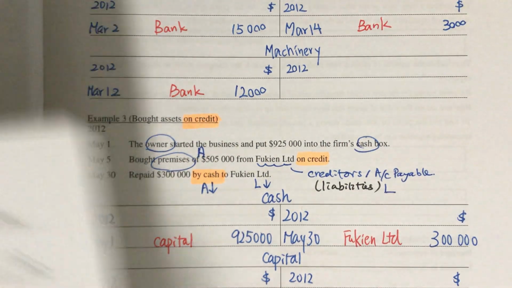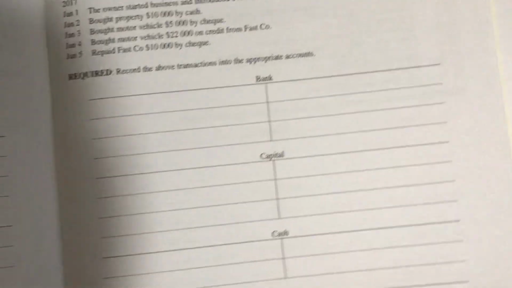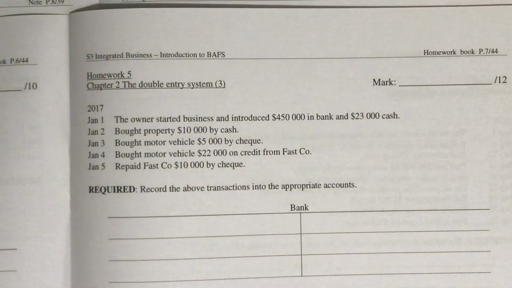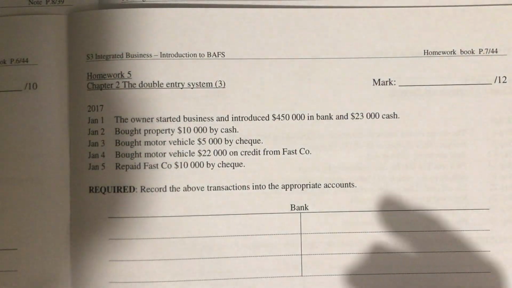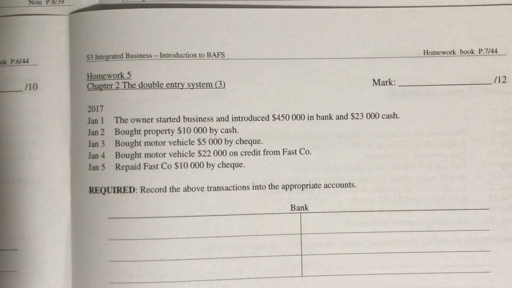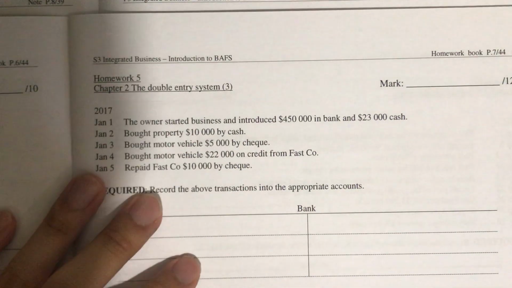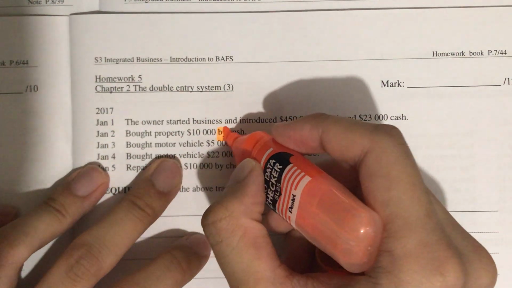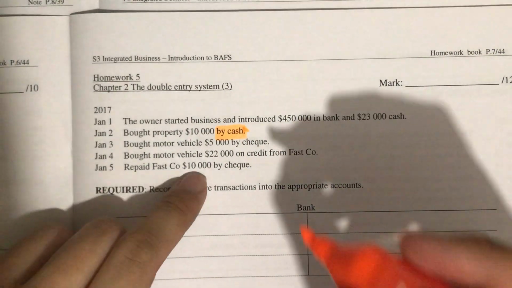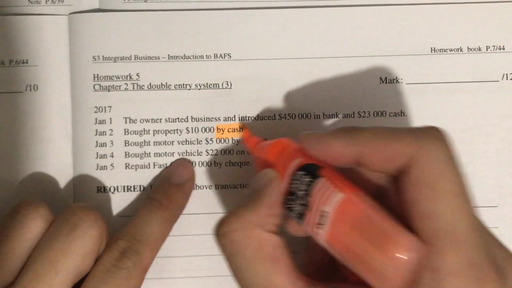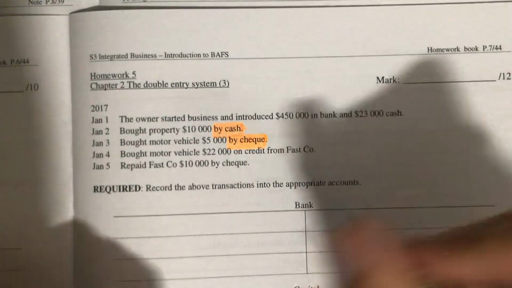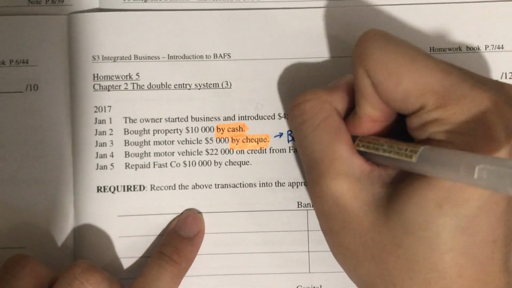So for today, you need to hand in your homework 5 before Monday. Okay, and you will see it is very similar to the homework question. We mix examples 1 to 3 in this homework 5. Let's take a look. For the second event, we bought the property by cash, okay, and you will know how to do it. And be reminded that for the third event, you will see we bought the motor vehicles by check, okay. By check means that we pay by bank.